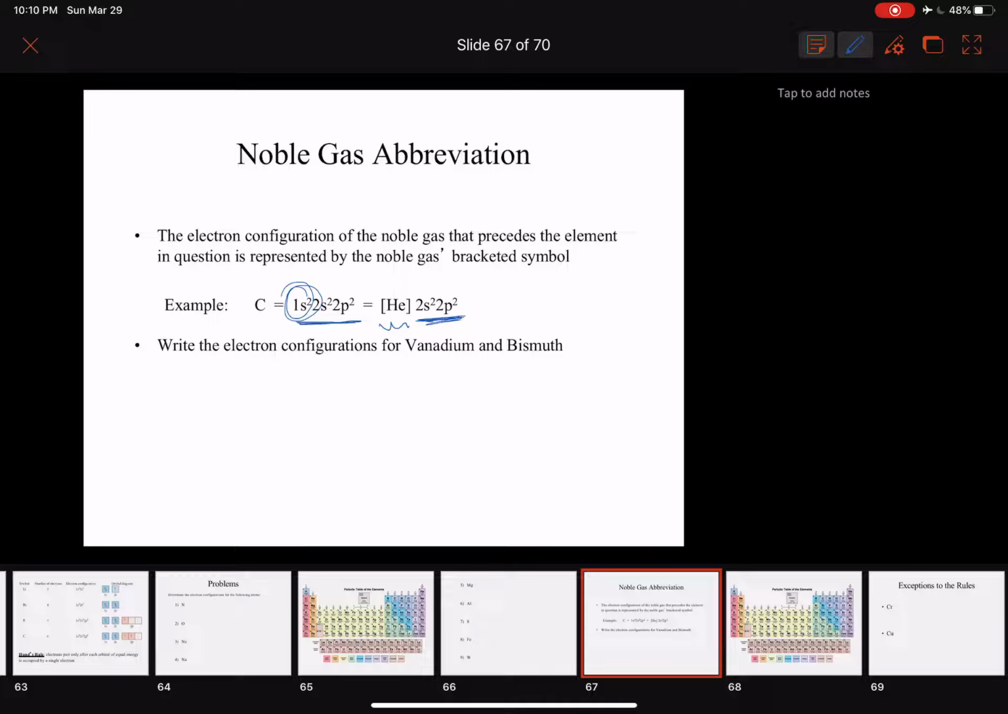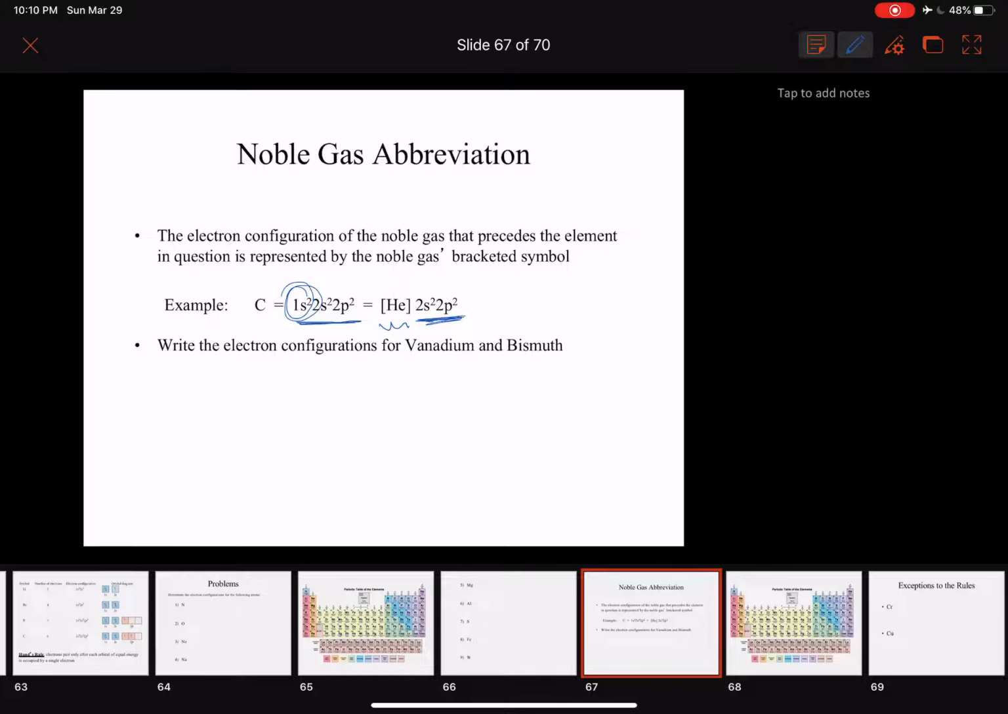Now, if you're writing the noble gas abbreviation for carbon, it doesn't save you much time. But if you've got elements that have really large electron configurations, it can save you a lot of time. So let's go ahead and write the electron configuration for vanadium and bismuth.